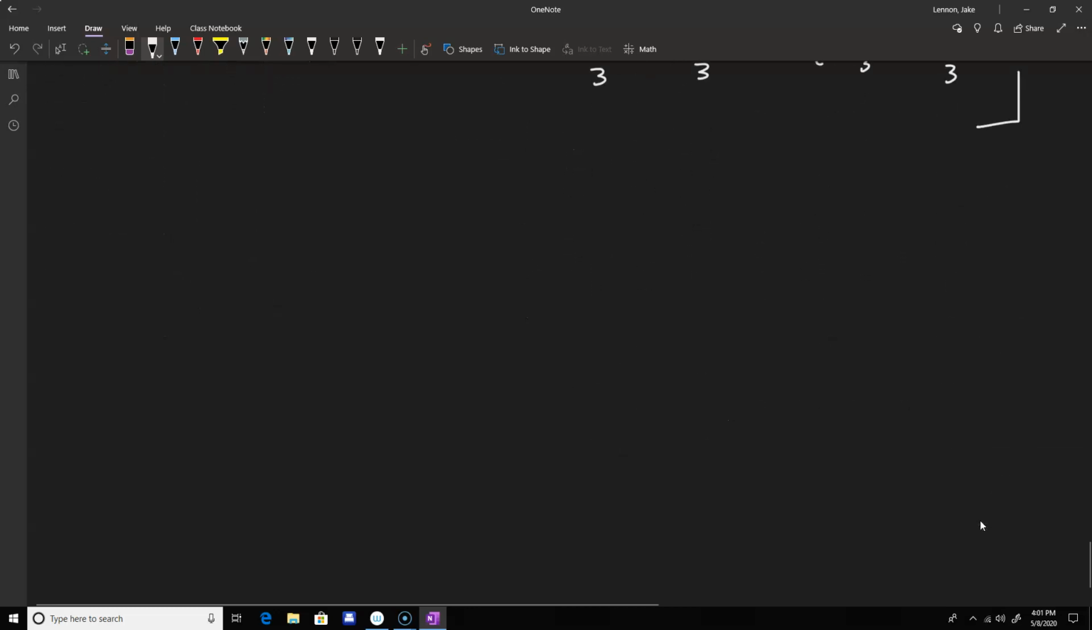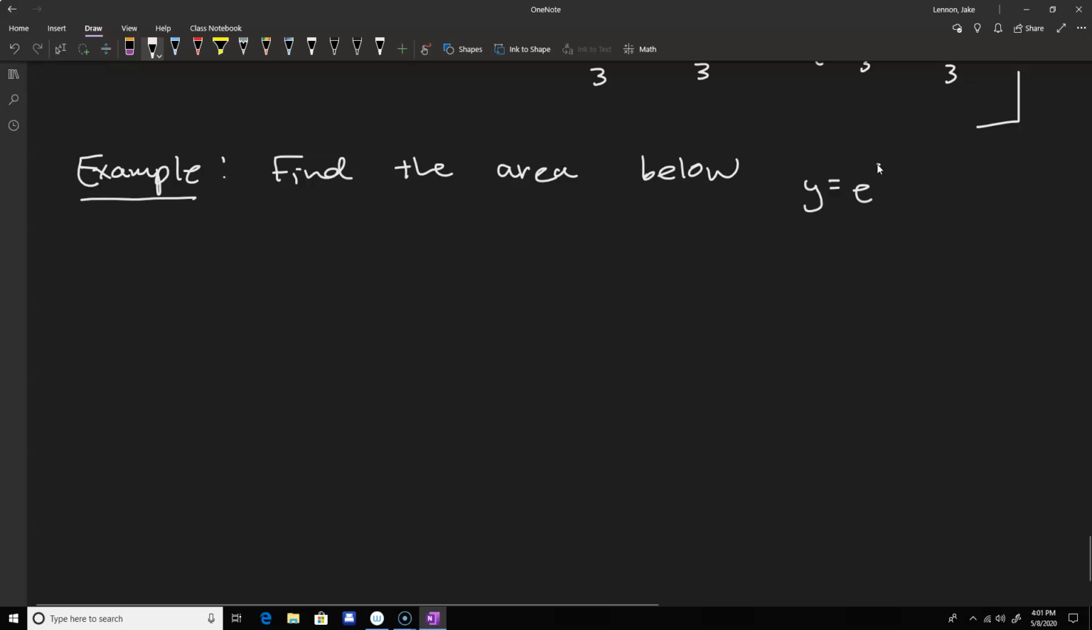So let's do a couple more examples, and that'll be it. So example, let's maybe find the area below, let's say y equals e to the 0.2x from x equals 3 to x equals 4.